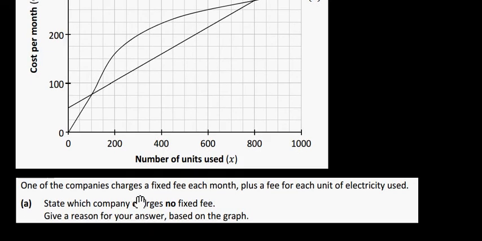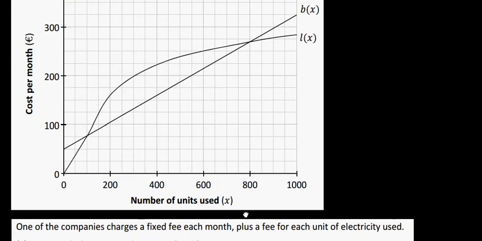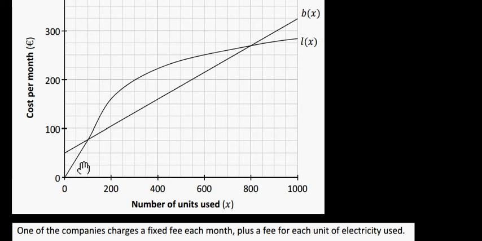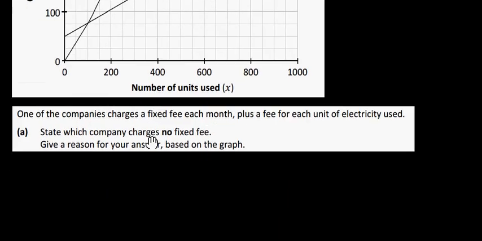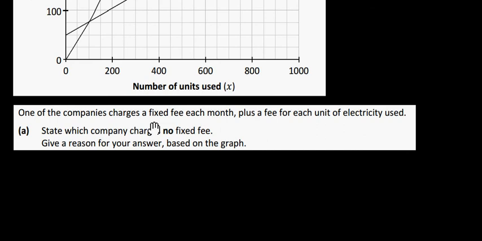One of the companies charges a fixed fee each month plus a fee for each unit of electricity used. State which company charges no fixed fee. Give a reason for your answer based on the graph. Well, the one that charges no fixed fee here is the L of X. This is Lecky here, because for no units used you pay 0.